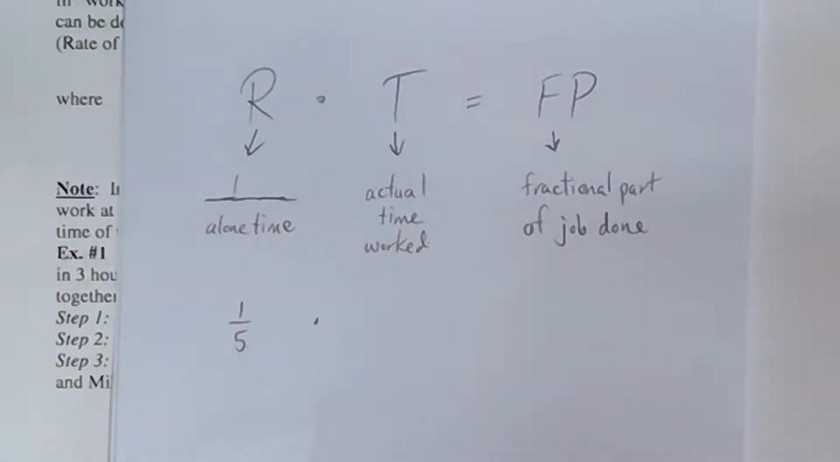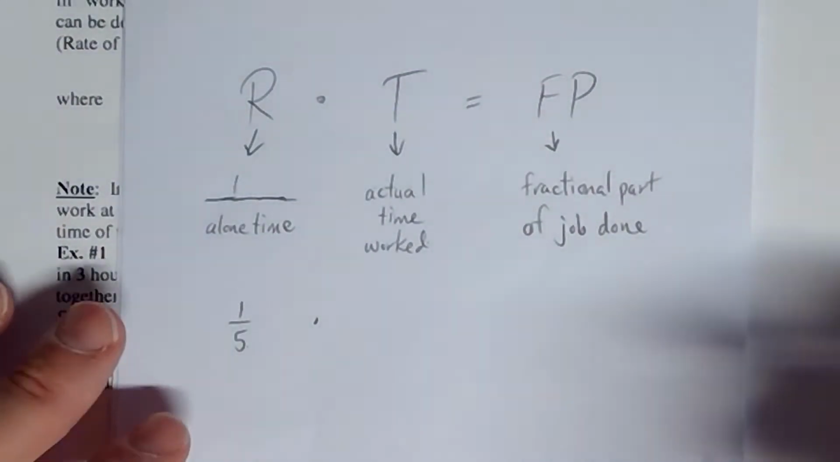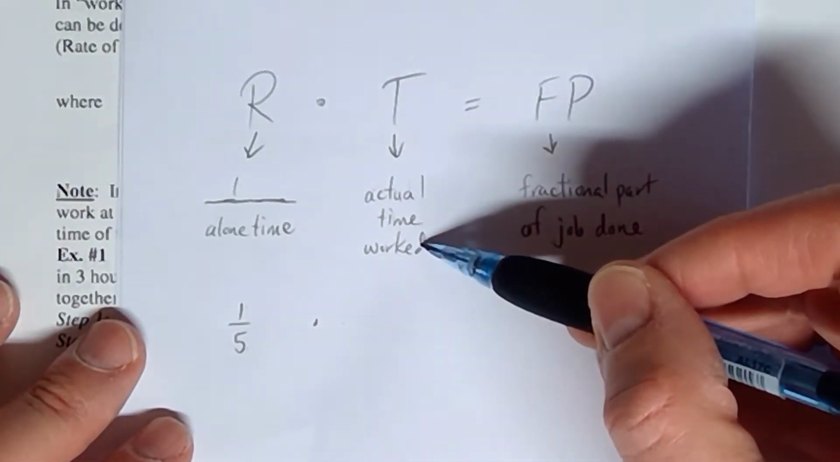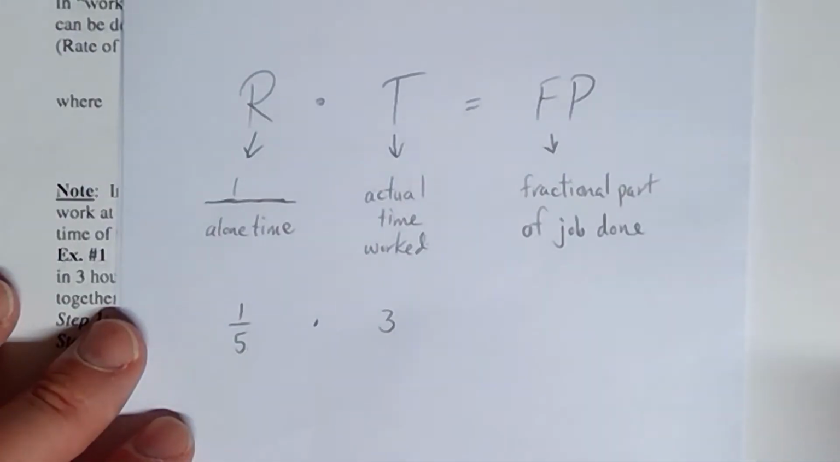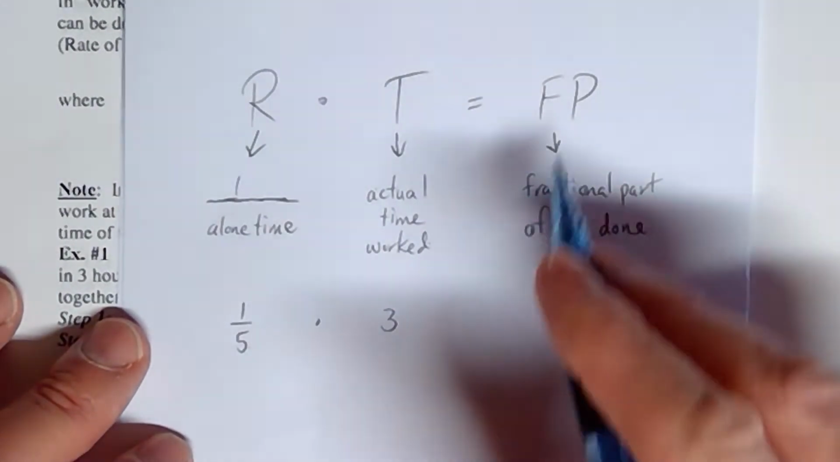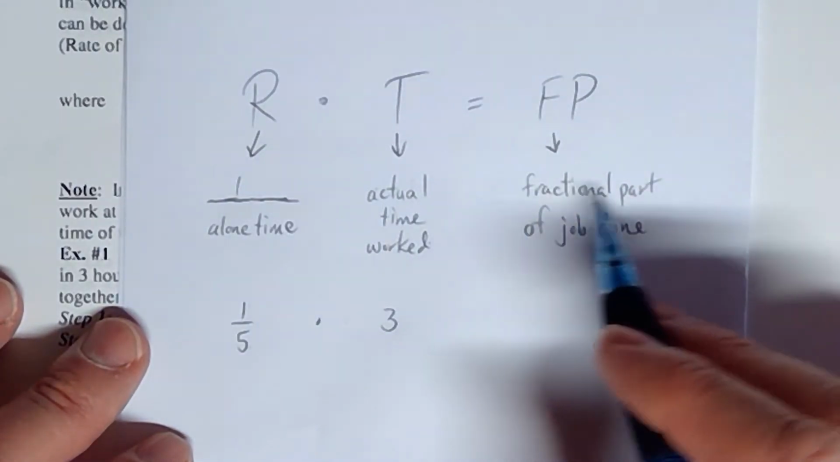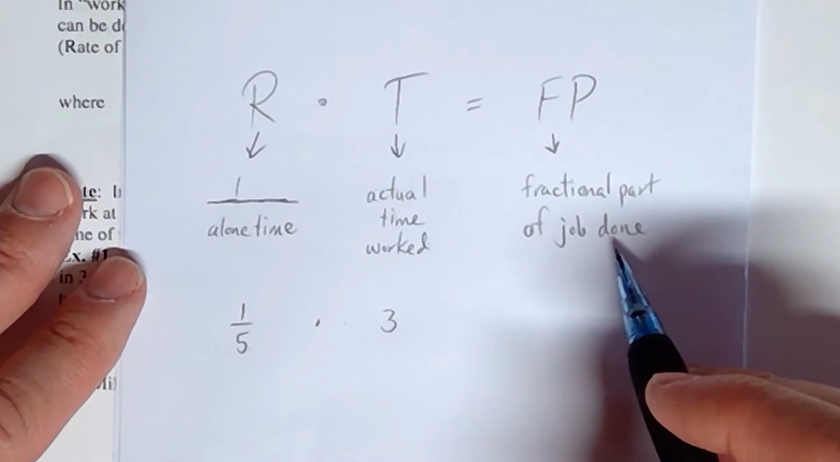Let's say, for example, this is not an actual problem we're going to do, but this is going to help us understand the problems. Let's say that you actually worked 3 hours. Okay. So what is FP? It's the fractional part of the job done. Okay. Think about this for a second, you guys.